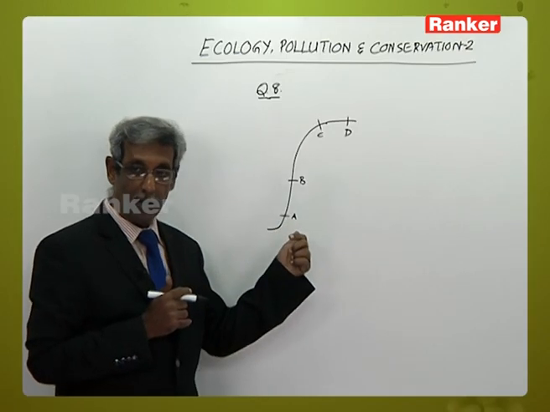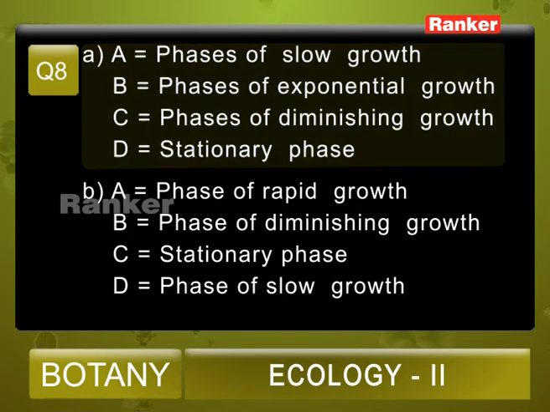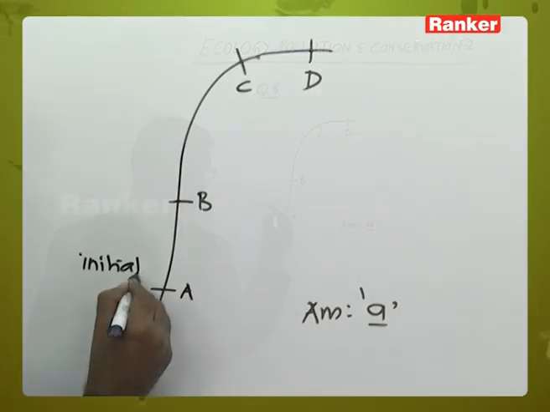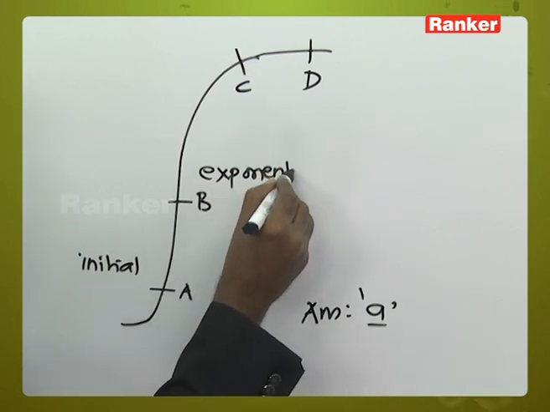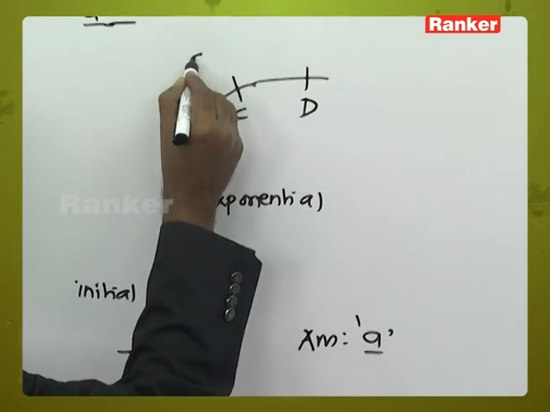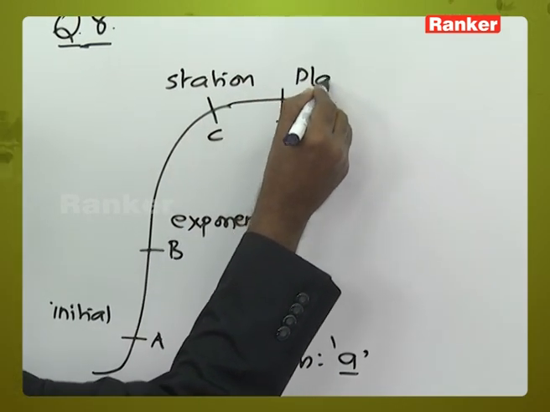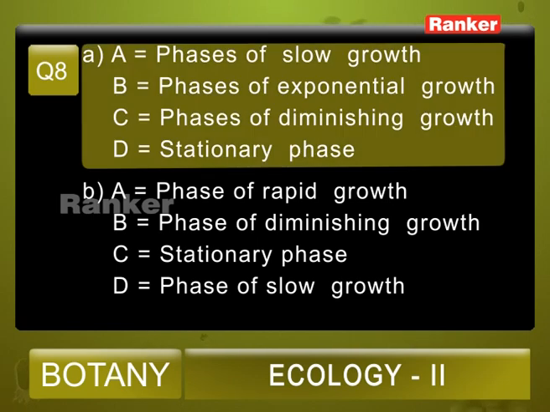When you look at the options, option A is the right answer, wherein initially this is the phase of initial growth, then there is a phase of exponential growth, then later on we have a stationary phase and it is followed by a plateau. The answer is A.